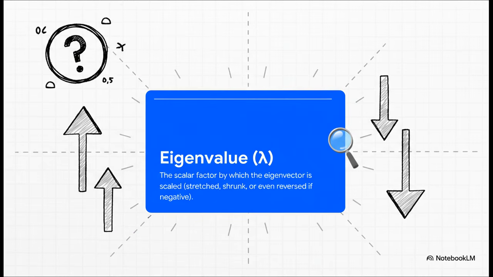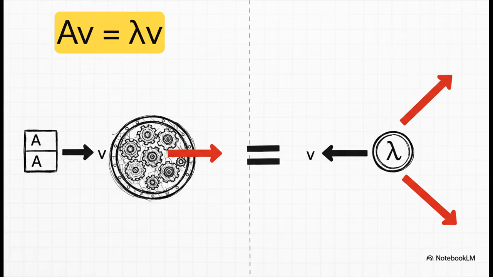And every eigenvector has a partner in crime, its eigenvalue. The eigenvalue is just a number, and it tells us how much the eigenvector got scaled. Did it get twice as long? Boom, the eigenvalue is 2. Did it get cut in half? The eigenvalue is 0.5. It can even flip and point the other way. That just means it has a negative eigenvalue. And this is the beauty of it. This entire, incredible relationship is captured in one simple, elegant equation.